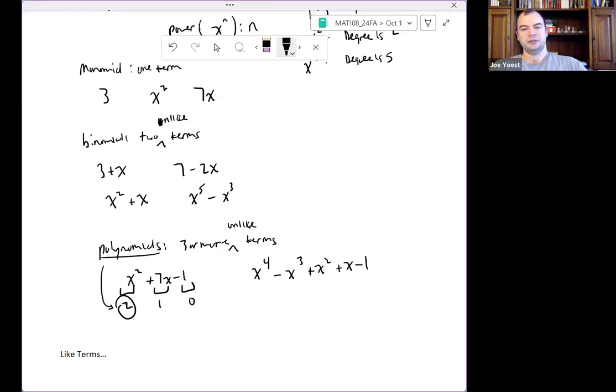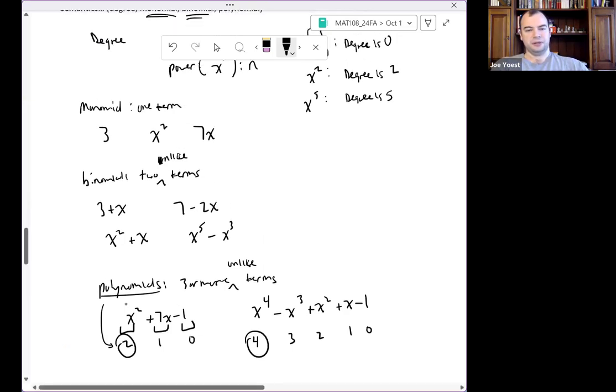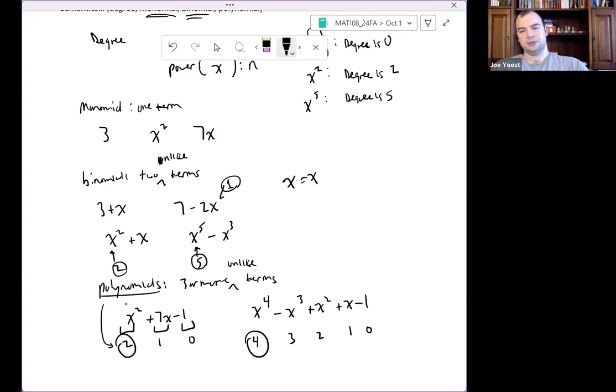Similarly over here, for this x to the fourth and so on, we have degrees 4, 3, 2, 1, and 0. The highest degree of any of those monomials, of any of those individual terms, is 4. So the degree of this polynomial will be 4. The degree of this binomial would be 2. This would be 5. This would be 1. Note that x equals x to the first power. And same with this one as well.